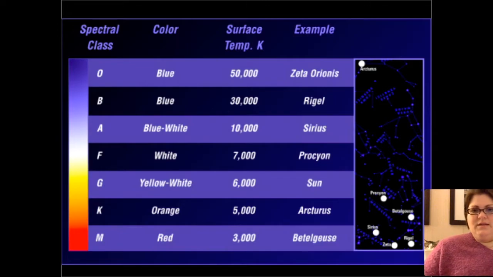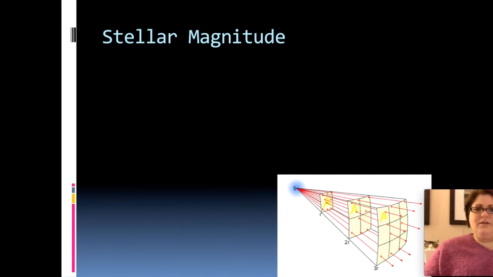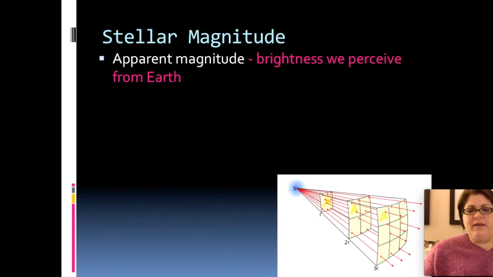Betelgeuse, as you know, is very close to supernova. It's actually a red supergiant. Its color is red, and so you'll notice that that's in the coolest spectral class. Another characteristic of stars that we need in order to make conclusions about stellar properties is its magnitude. Its magnitude describes how bright an object is.